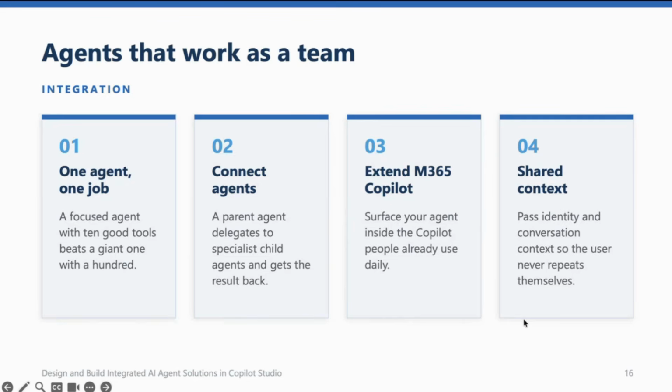As you grow, resist building one agent that does everything. It becomes impossible to test. Instead, you can go with a multi-agent scenario. Give each agent one clear job. Let's say one HR agent, another IT agent, one procurement agent. If you want a combined capability, you can create a parent agent, right? And that parent agent routes to the right specialist. Okay.